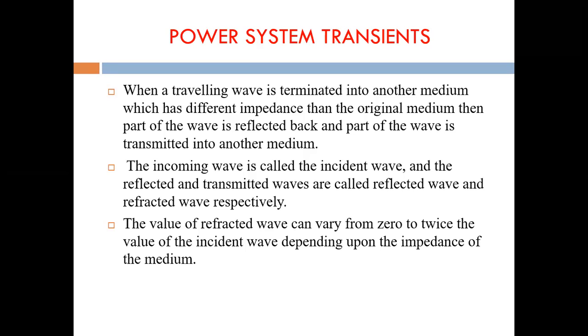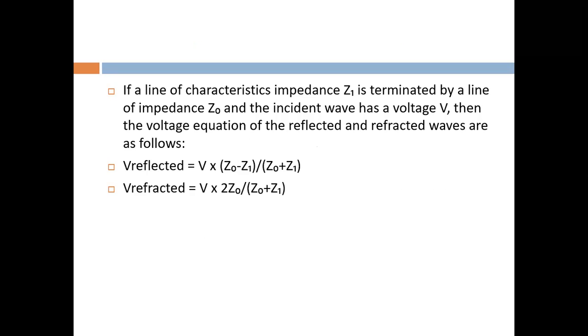Then the voltages and currents are represented like below. First, suppose we assume the characteristic impedance of the line is Z1, terminated by a line of impedance Z0, and the incident wave has a voltage of V. Then this is the voltage equation for the reflected wave, and this is the voltage equation for the refracted wave.